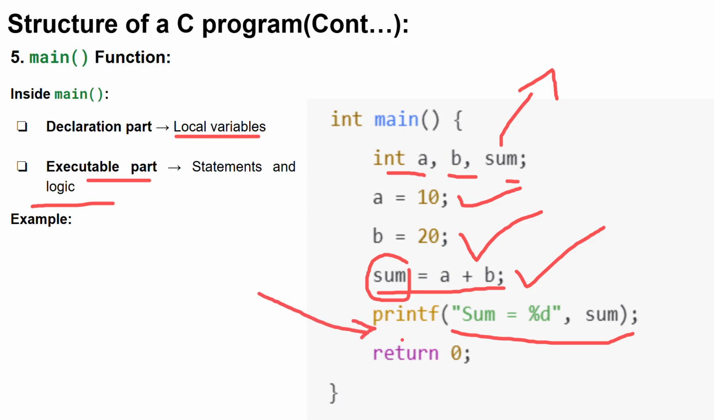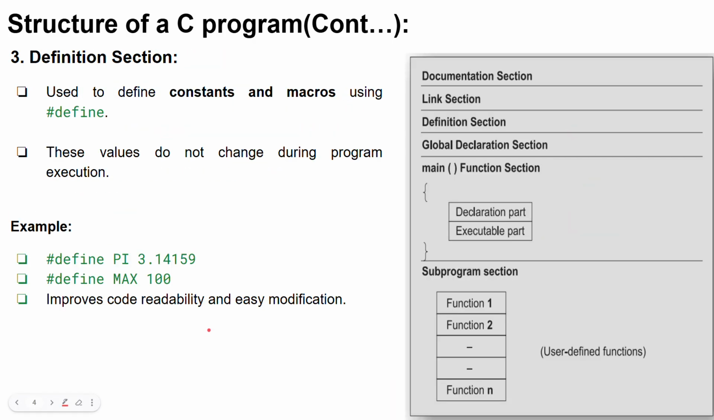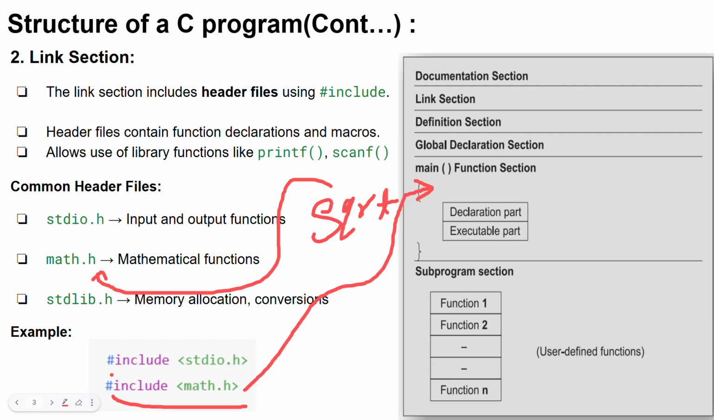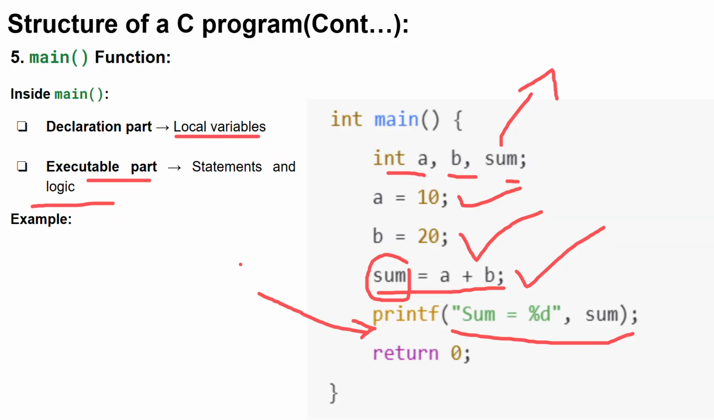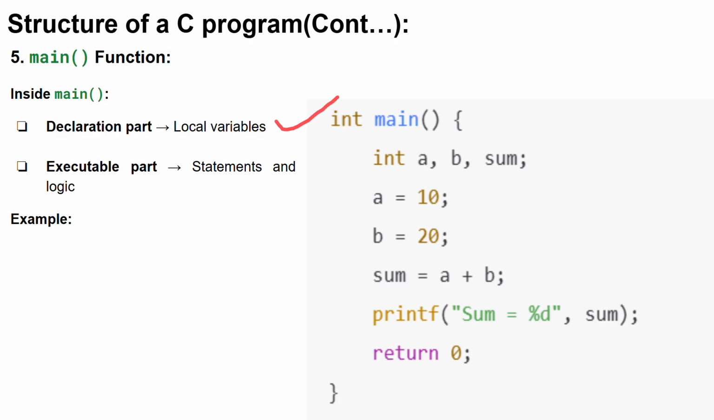I already said printf is the standard output function which will be incorporated when we define hash include stdio.h in the link section before the main. Okay. So this is about your main function. So try to remember the main function will have mainly a declaration part and an executable part. The executable part will have statements and logic.